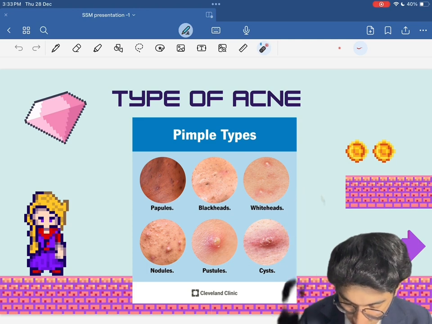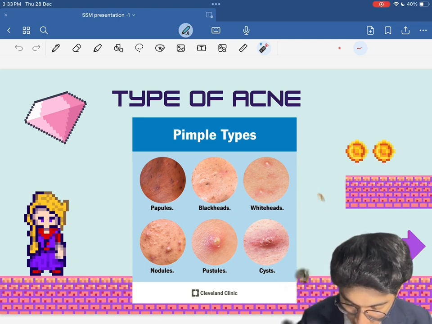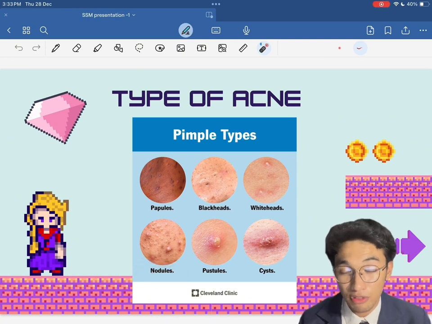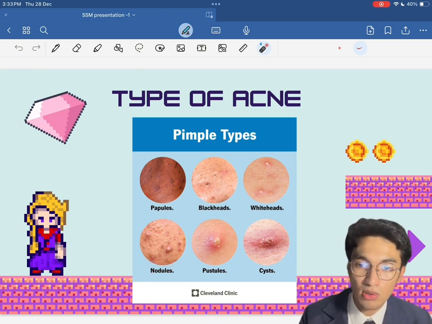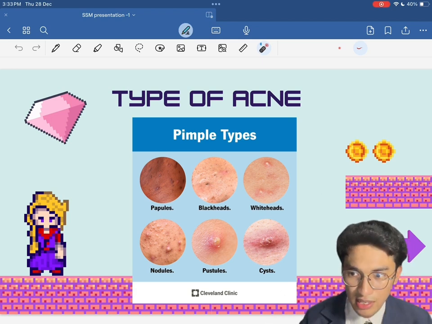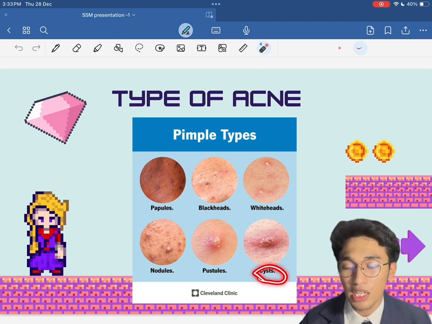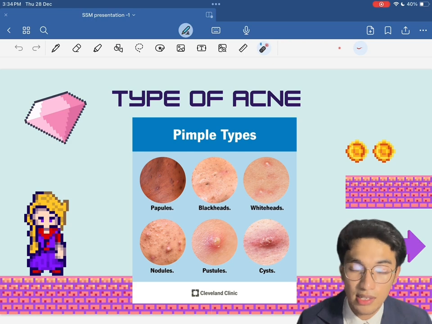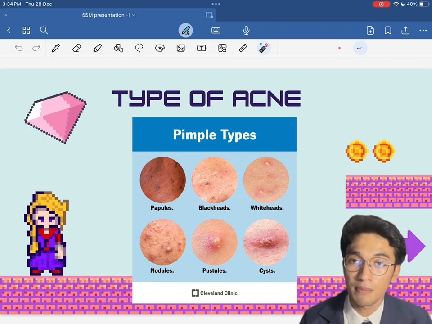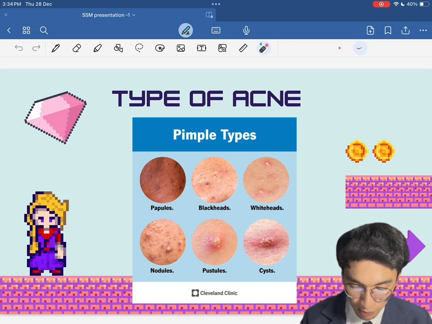The second last is nodules, which are large, painful, solid lesions lodged deep within the skin. The last one is cysts. Sometimes we call it cystic acne. This is a deep, painful, pus-filled lesion. It's a very painful acne if you have experienced this pimple.